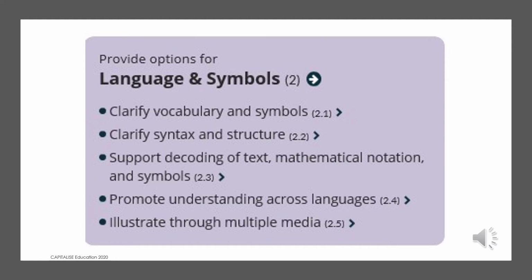The second guideline underpinning the build layer of the Universal Design for Learning framework focuses on the vehicle of representing information to students, which is language. It focuses on how teachers during the planning, teaching, and assessment cycle need to clarify all the language and symbols they use within the classroom. It also focuses on the process of supporting students around decoding.